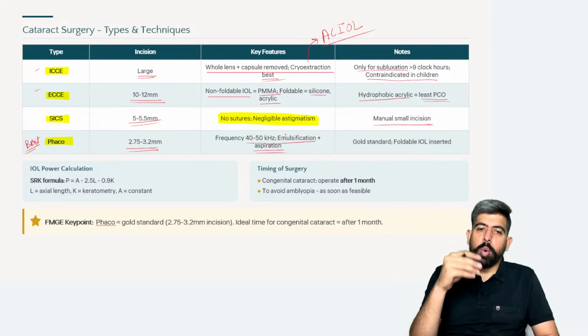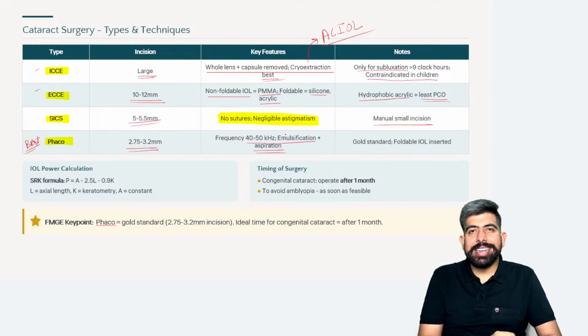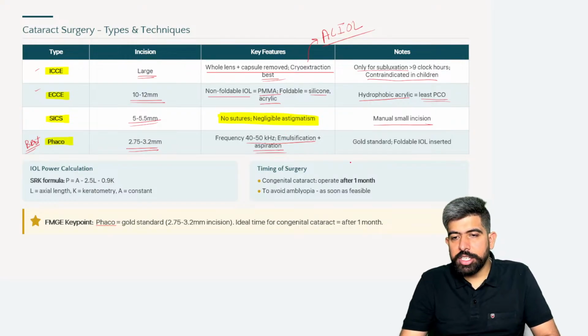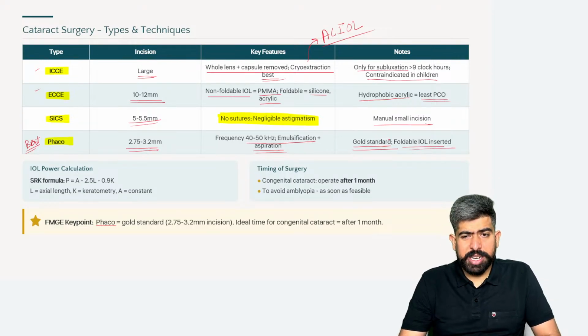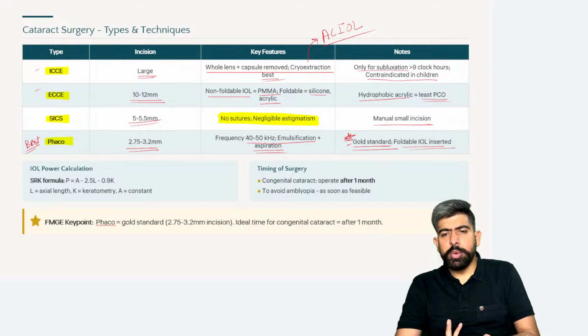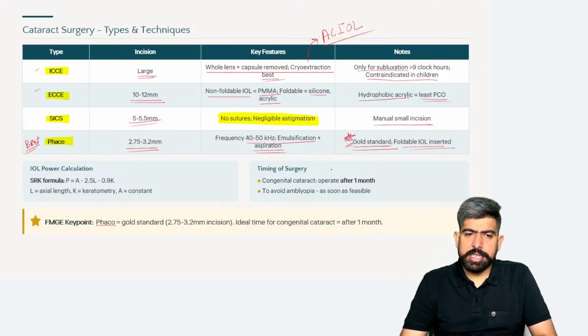So what will this machine do? It will break down all the nucleus and the fibers. The capsule will remain over there. In this condition, we are using the foldable lens, and please remember, this is the gold standard, and the foldable IOL should be put in this side. As it is the gold standard, it is the best for surgeries. We are doing this most nowadays. Clear?